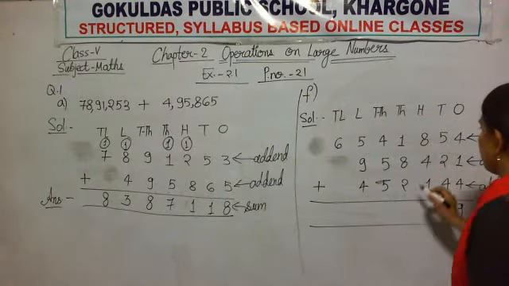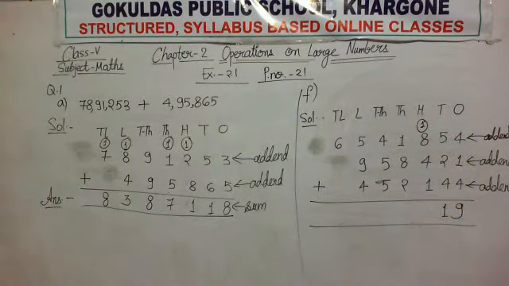Now add this 1 plus 4 plus 4 plus 1 plus 8 plus 4 plus 1. Tell me the answer fast. 14, right? So write 4 here and 1 is regrouped with the next column. Now add the digits in the thousands column. Add 1 plus 1 plus 8 plus 2. Right, 12 is there, so 2 here and 1 is regrouped with the next column.